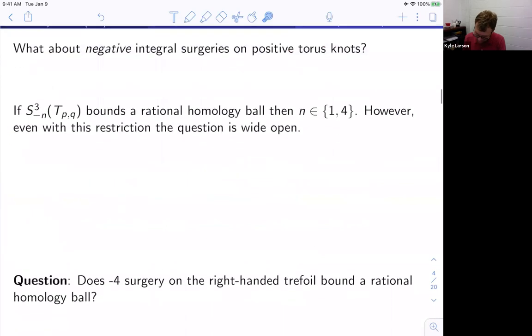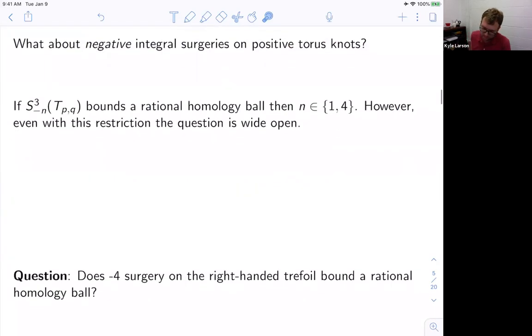Okay, so here's a natural question. What about negative integral surgery? So this is a classification of positive integral surgeries on positive torus knots. The property of bounding a rational homology ball is independent of orientation, right? If you reverse the orientation on the homology ball, it reverses the orientation on the boundary. So in particular, we also have a classification for negative integral surgeries on negative torus knots just by reversing orientations. So up to orientation reversal, the only other interesting case is negative integral surgeries on positive torus knots.